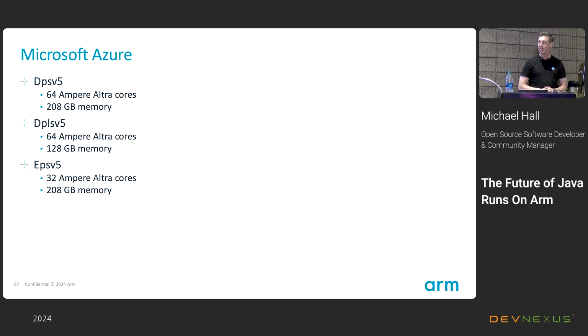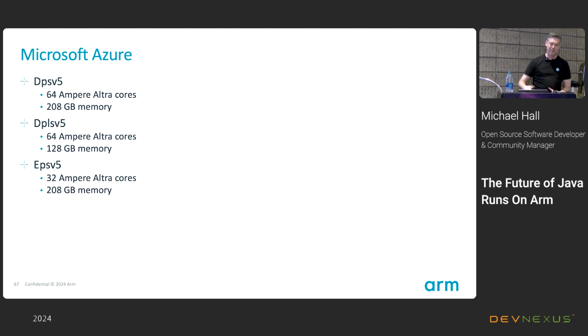And then Microsoft Azure has got a few different instances you can choose from. They've got both the high memory DPS v5, which has got up to 64 cores and up to 208 gigs of memory, and the DPL SV5, which has got the same number of cores but up to only 128 gigs of memory. And then there's a smaller instance, the EPS v5, with 32 cores and 208 gigs of memory. So if you have an application that's more memory intensive than CPU intensive, that's a good option for you.